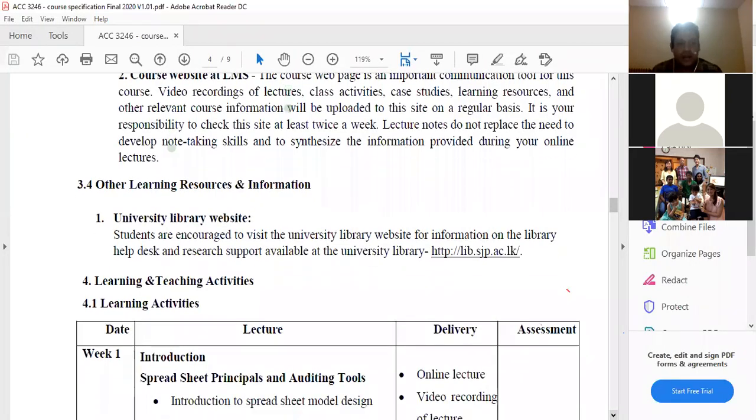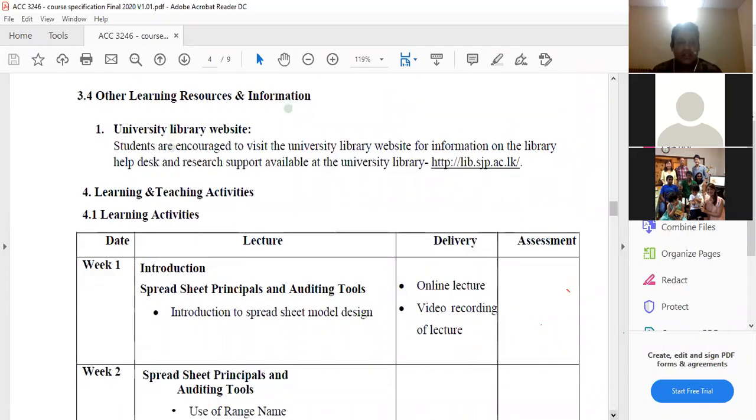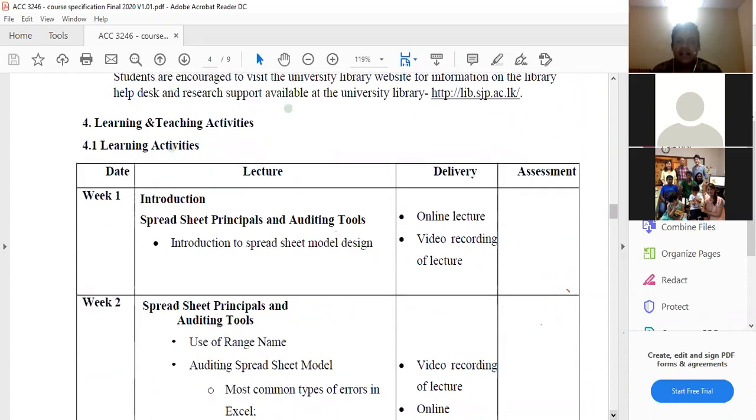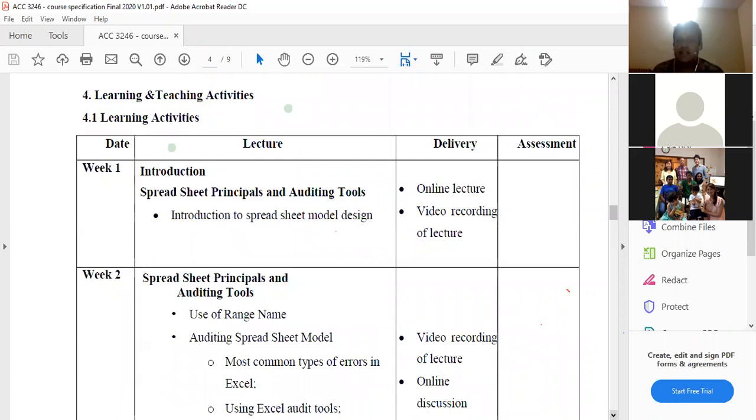Then let me come to the most important aspect. It's about the learning and teaching activities. You need to know what the content will be throughout this course, as well as the delivery, and I'll be talking about the assessment as well, right?